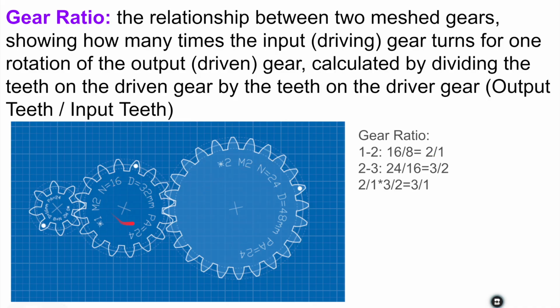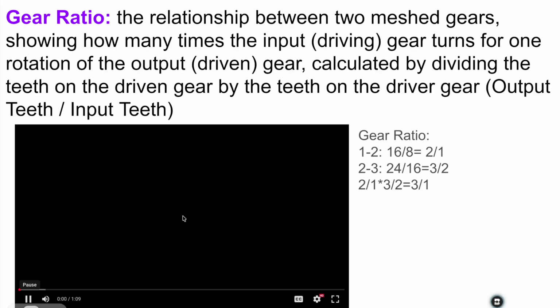Then we have this. Now this is acting as the driver and this one would act as the driven. And so we would put 24 over 16, which is 3 over 2. And then we can multiply these two gear ratios together. So the 2 over 1 and the 3 over 2. So 2 over 1 times 3 over 2 is going to give us 3 over 1. And so what this means is that every time this gear turns 3 times, it's going to turn this one once. And we can actually see that in this little video.